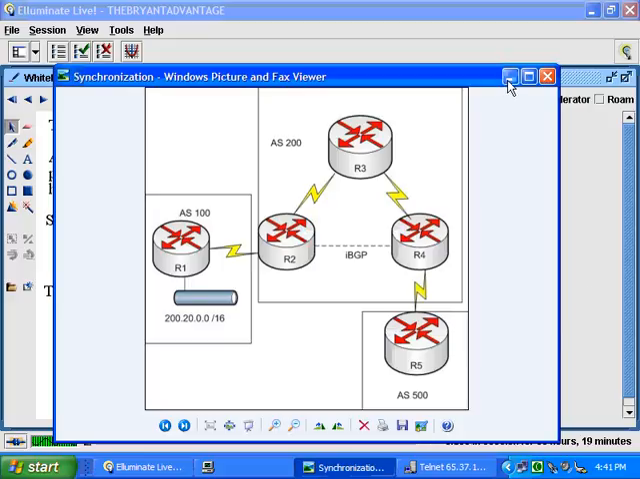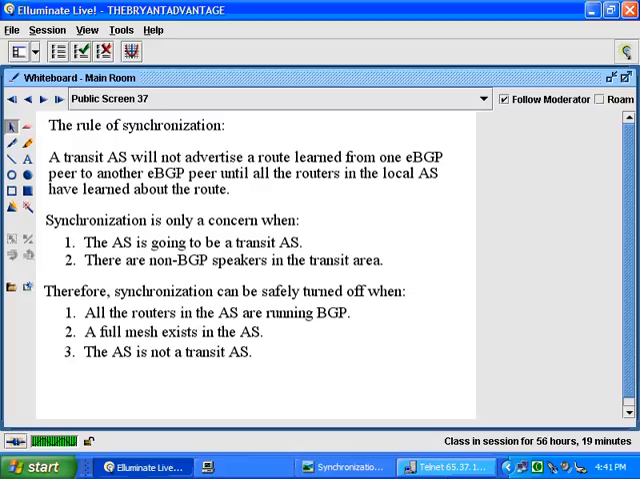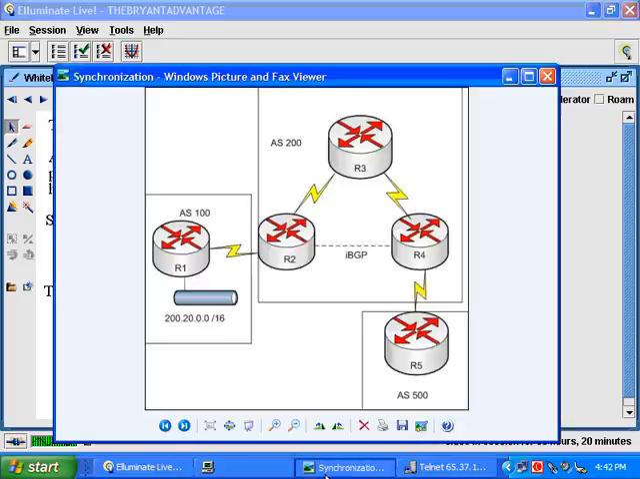And I'm going to bring the rules back up. Synchronization is only a concern when, first off, the AS is going to be a transit AS. So that's true of AS200 in this situation. Is the second part true? There are non-BGP speakers in the transit area. By an amazing coincidence, yes, that is also true. Router 3 is not speaking BGP. And you can tell by looking at this drawing, because if it were, you'd see some peerings to it, but you don't. So in this situation, then, we have to be concerned with synchronization because the rule of synchronization is in effect.